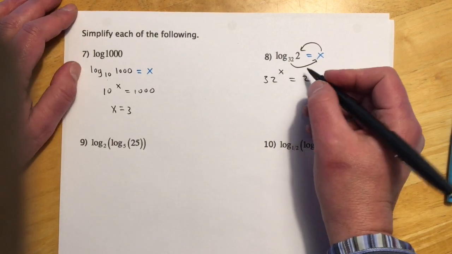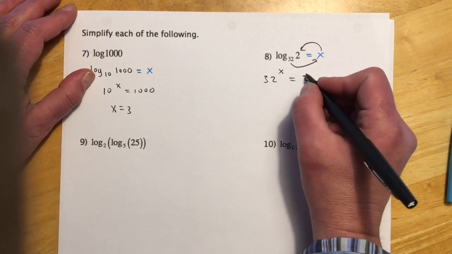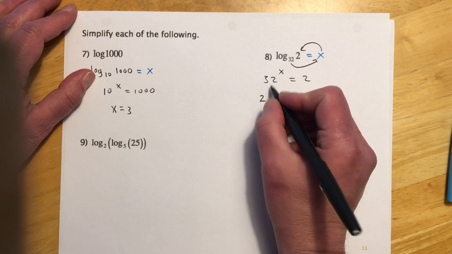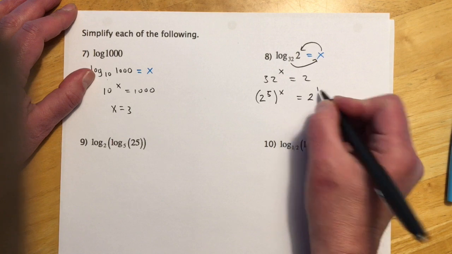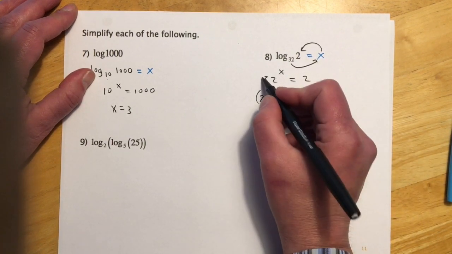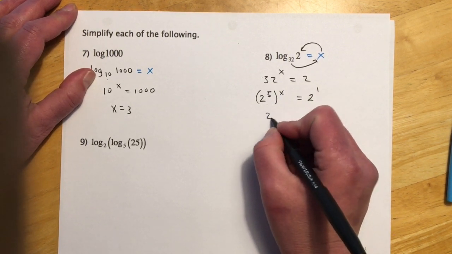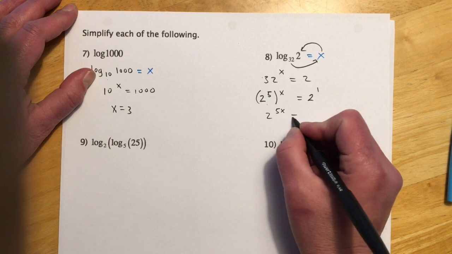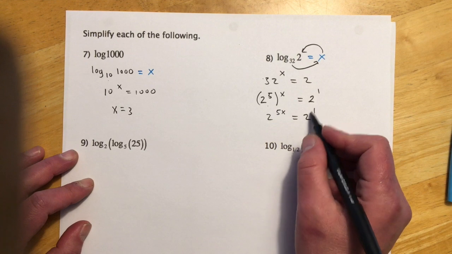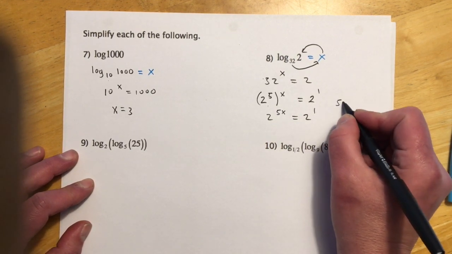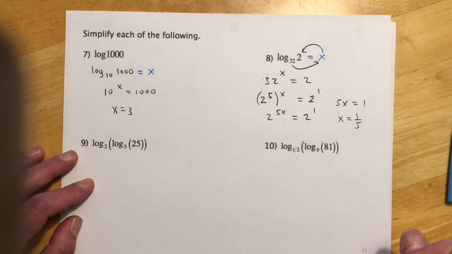So this is a good spot to use that common base idea. And 32 is 2 to the 5th. So if I wrote 2 to the 5th instead of 32, then to the x equals 2 to the 1st. And remember, when I have something being raised to a power, that just becomes 5x. They multiply. So if 2 to the 5x equals 2 to the 1, that can only be true if 5x equals 1. And dividing, I get x equals 1/5.